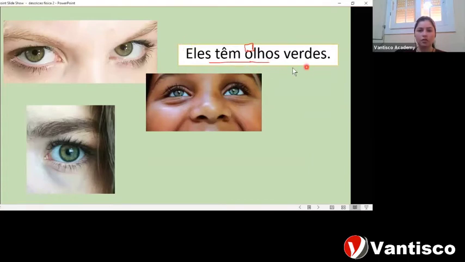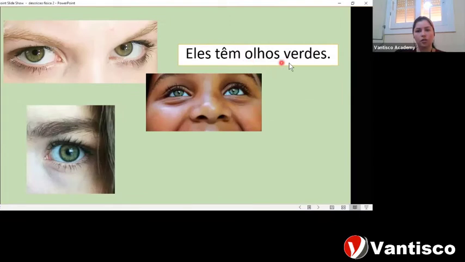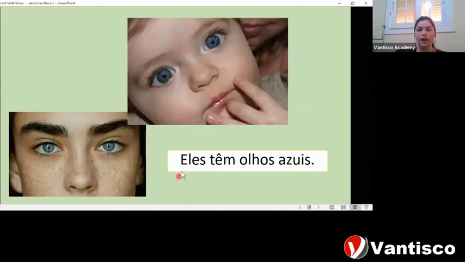Eles têm olhos verdes. Okay, green eyes, olhos verdes. Brown eyes, olhos castanhos. Olhos verdes, green eyes. So you can repeat again. Eles têm olhos verdes. Eles têm olhos azuis. Blue eyes. Okay? Olhos azuis, blue eyes.